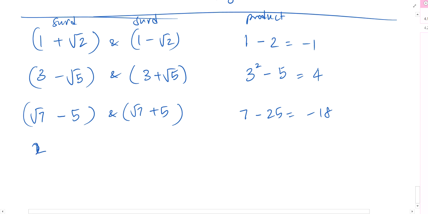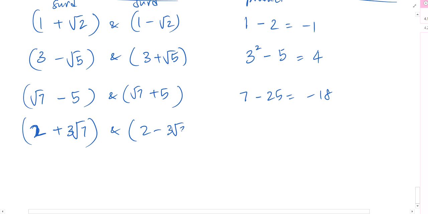Let's try 2 plus 3 root 7. Okay. What about the other one? 2 plus 3 root 7, the other will be 2 minus 3 root 7. Okay, good. So the product will be 4 minus 9 times 7. So 4 minus 63, negative 59. Okay? Are you able to tell conjugate surds just by looking already?